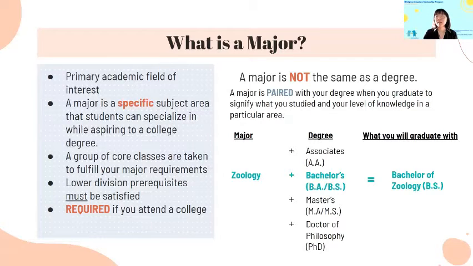So if you attend a college or a university, you would be taking classes for your major to receive a degree called your bachelor's, and you can get a bachelor's in the arts or in the sciences. So here I have an example, zoology. If you major in zoology, then you can graduate and receive your bachelor's, and you'll have a title on your diploma that says Bachelor of Zoology. But if you go to a community college, you could get an associate's degree in zoology, or if you go to graduate school, you could get a master's, and so on. You could get a PhD.